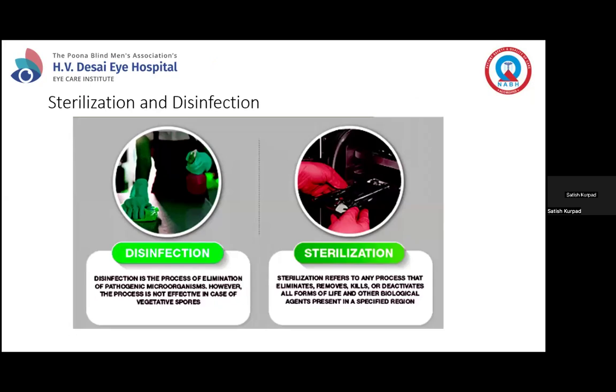What is sterilization and disinfection? There is a difference between disinfection and sterilization. Disinfection is the procedure of eliminating pathogenic microorganisms. However, the procedure is not effective in the case of vegetative spores.